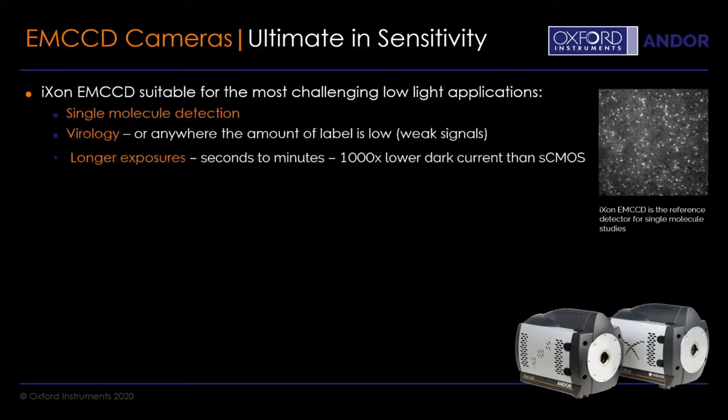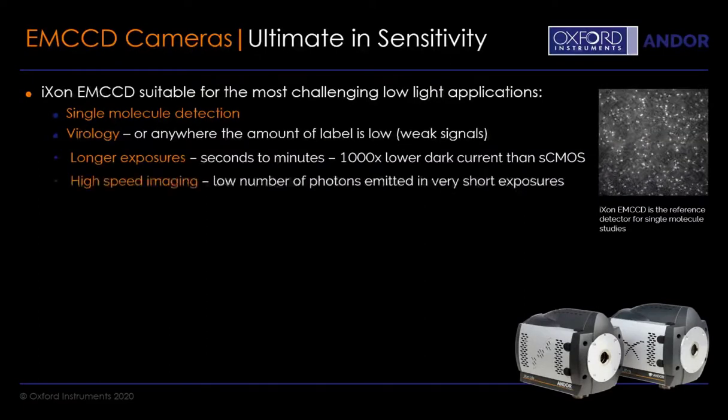And for longer exposures where we need to work with seconds to minutes to obtain a signal, the EMCCD cameras are the solutions to use, because there is up to 1,000-fold lower dark current than sCMOS cameras, so the sCMOS cameras would not be suitable once we're starting to move into seconds of exposures.